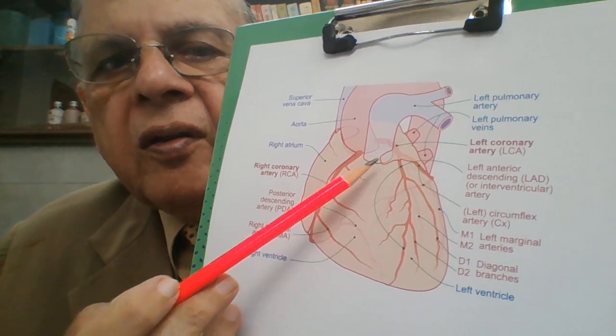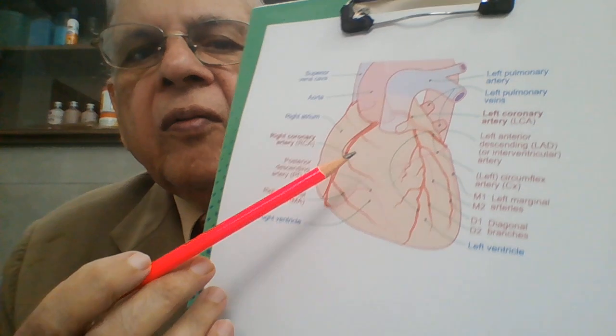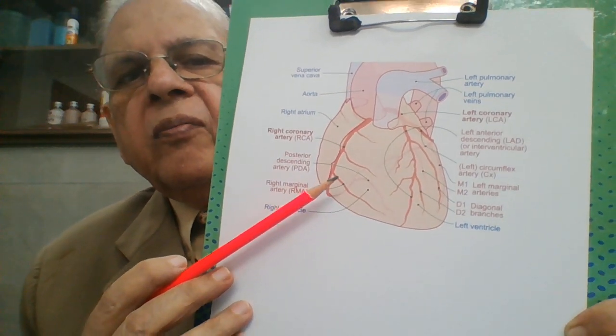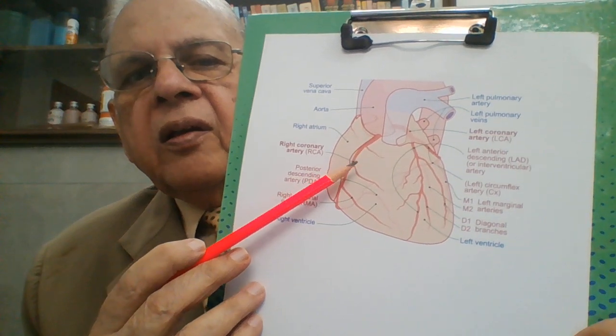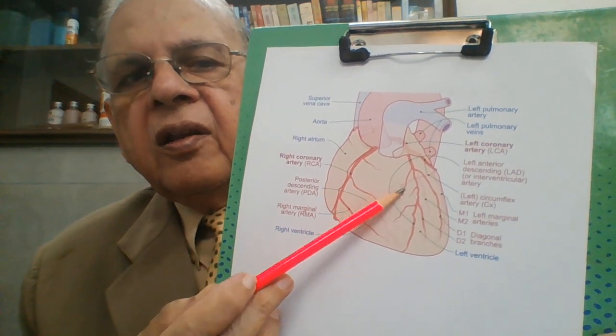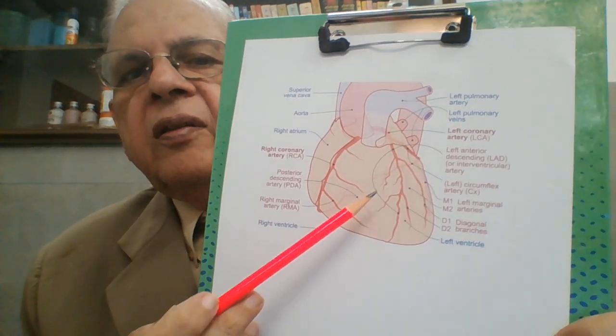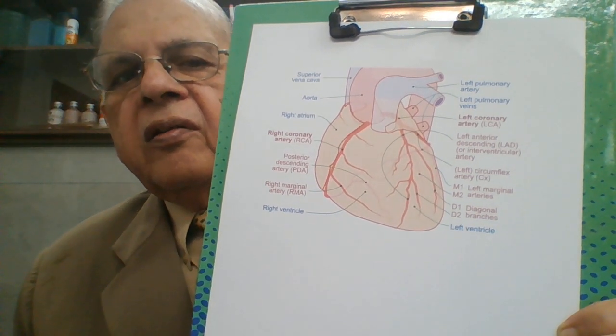Now these are the three arteries which supply the muscle of the heart, that is the myocardium. If there is a block in any of these three arteries, that is what we call coronary artery disease.